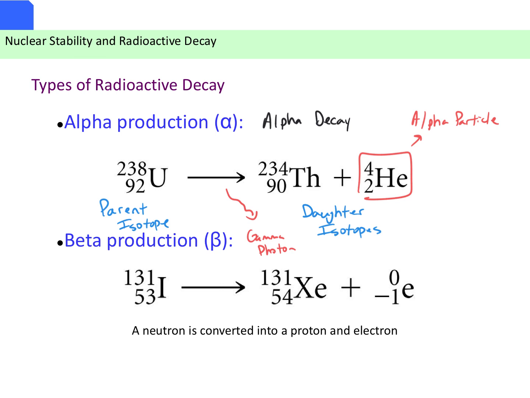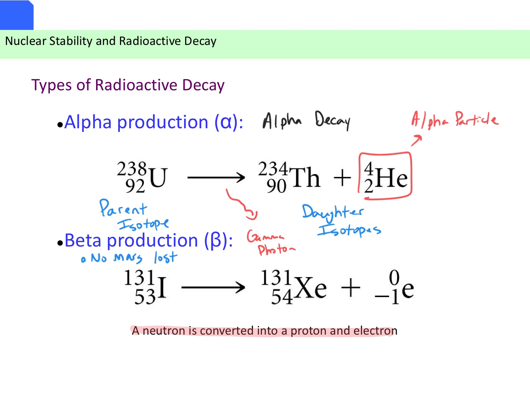Now, the next one we want to talk about is beta production. Beta production is not necessarily something that loses mass, because as you can see in this example, iodine is 131, and the xenon, the daughter isotope, is also 131. So in beta production, mass is not lost, but one of the neutrons gets converted to a proton, and as a result, an electron is also produced. It's ejected out of the nuclear reaction.